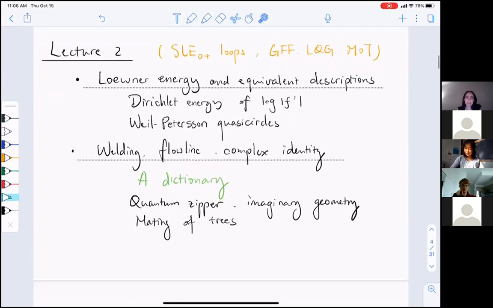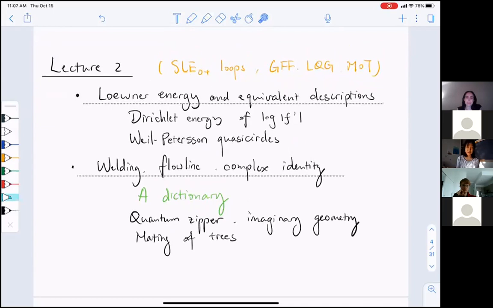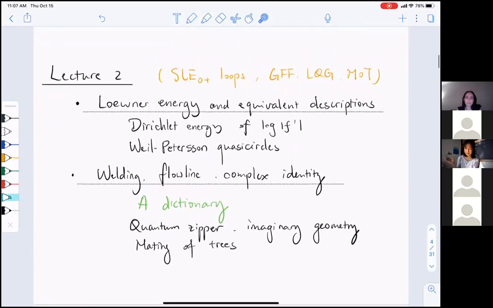And we will also be discussing some relation to coupling results in random conformal geometry, including quantum zippers, imaginary geometry, and mating of trees results. And there's a dictionary towards some results in the finite energy world.